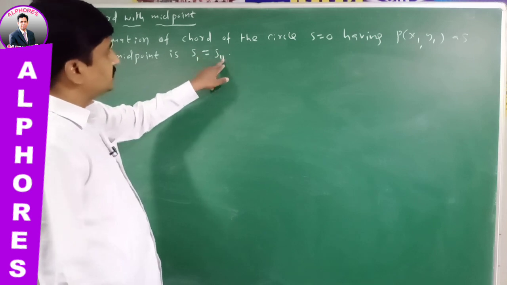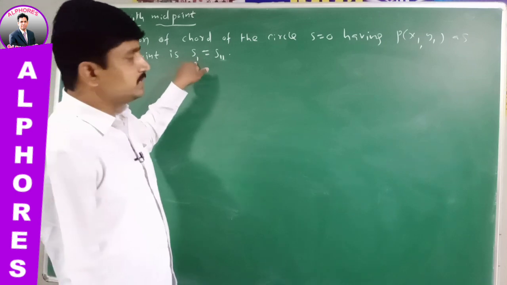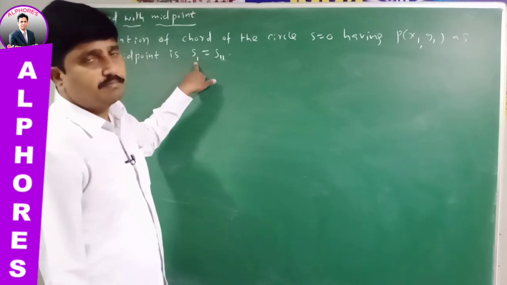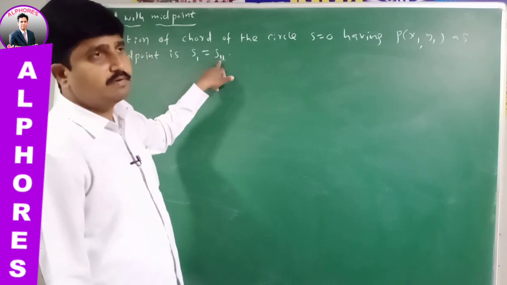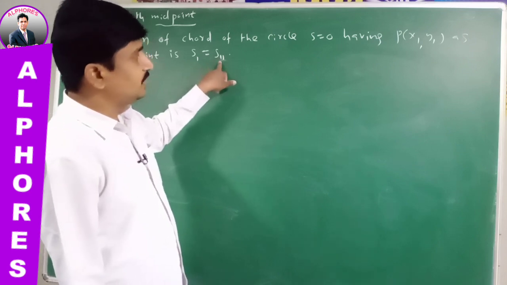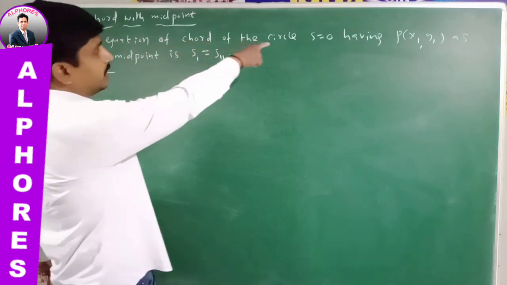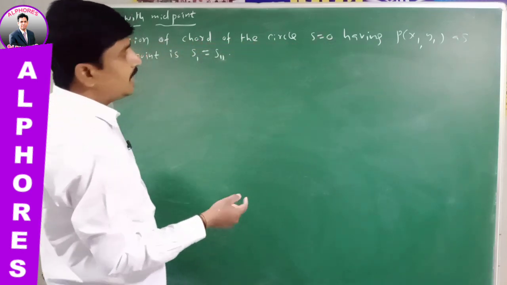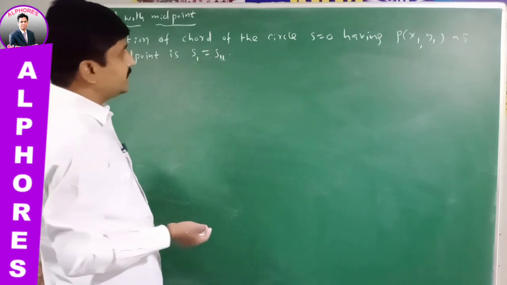S11 means what? Constant. S1 means what? x x1 plus y y1 plus g of (x plus x1) plus f of (y plus y1) plus c. S11 means it is a constant: x1 square plus y1 square plus 2g x1 plus 2f y1 plus c. This is the line equation. The equation of the chord of the circle S equal to 0 having P(x1, y1) as its midpoint is S1 equal to S11.